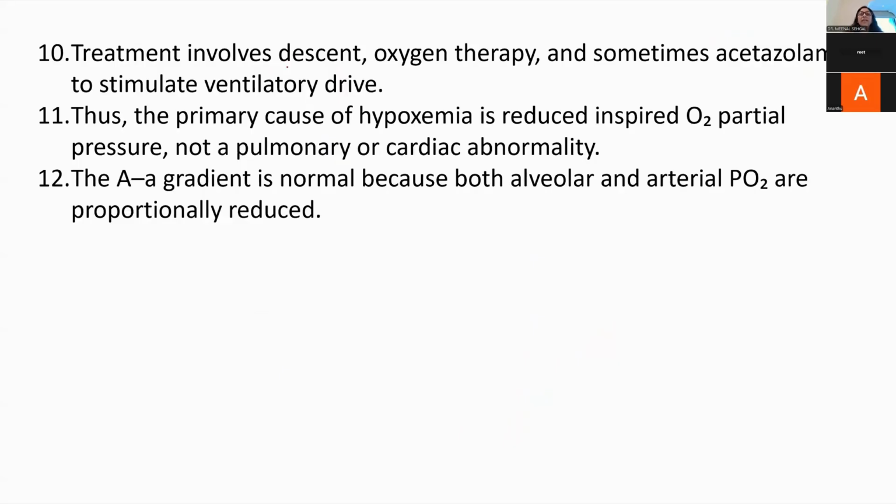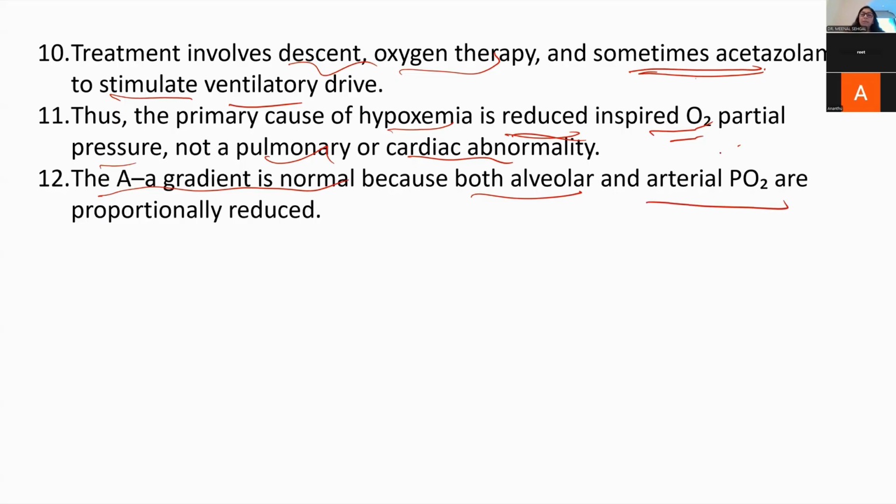Treatment will involve descent, come back, नीचे आ जाओ, oxygen therapy, and sometimes acetazolamide is given to stimulate the ventilatory drive. Thus, the primary cause of hypoxemia is reduced inspired oxygen partial pressure and not a pulmonary or a cardiac abnormality. The AA gradient is normal because both alveolar and arterial PO2 are proportionally reduced. दोनों ही कम हो जाएंगे क्योंकि एटमॉस्फेयर में ही ऑक्सीजन नहीं है.